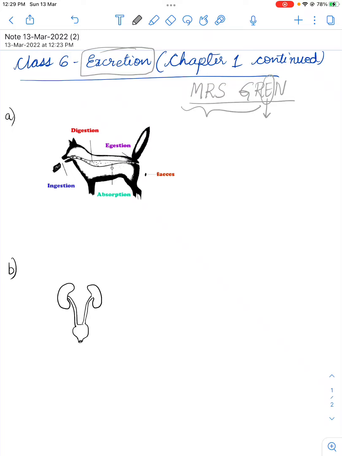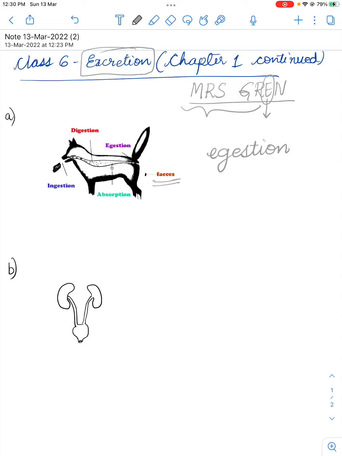Okay, so if you have had a look at these two pictures labeled A and B, what do you think it might be? Or what do you think excretion is? Is excretion throwing off the waste? Yes, of course it is throwing off the waste, but not the undigested waste which generally we discard every morning, right? So excretion is different from egestion.